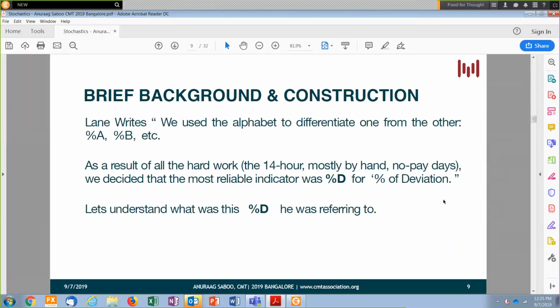And he says, "As a result of all the hard work, the 14-hour days, mostly by hand, and no pay days." Basically, they were doing all the analysis by hand, calculations, and not getting paid for all the time. But they did a lot of hard work and took a lot of time. But they finally decided the most reliable indicator among all these studies was percentage D, or basically short for percentage of deviation. So let's understand what this percentage D he was referring to was.